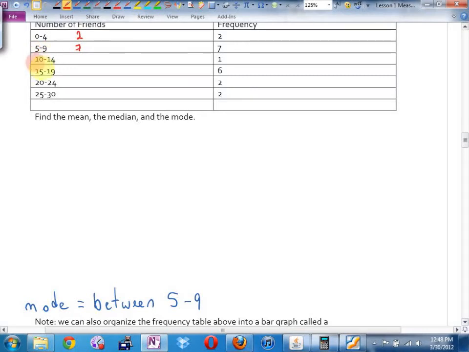What would be a good number to use to represent between 10 and 14? 12? A good number to use to represent between 15 and 19? 17? 22? 27? There's a pattern, but all I'm doing is saying, if they give you a range, add them up and divide by 2 and use that as your approximate representation. Because we're going to go like this to find the mean.